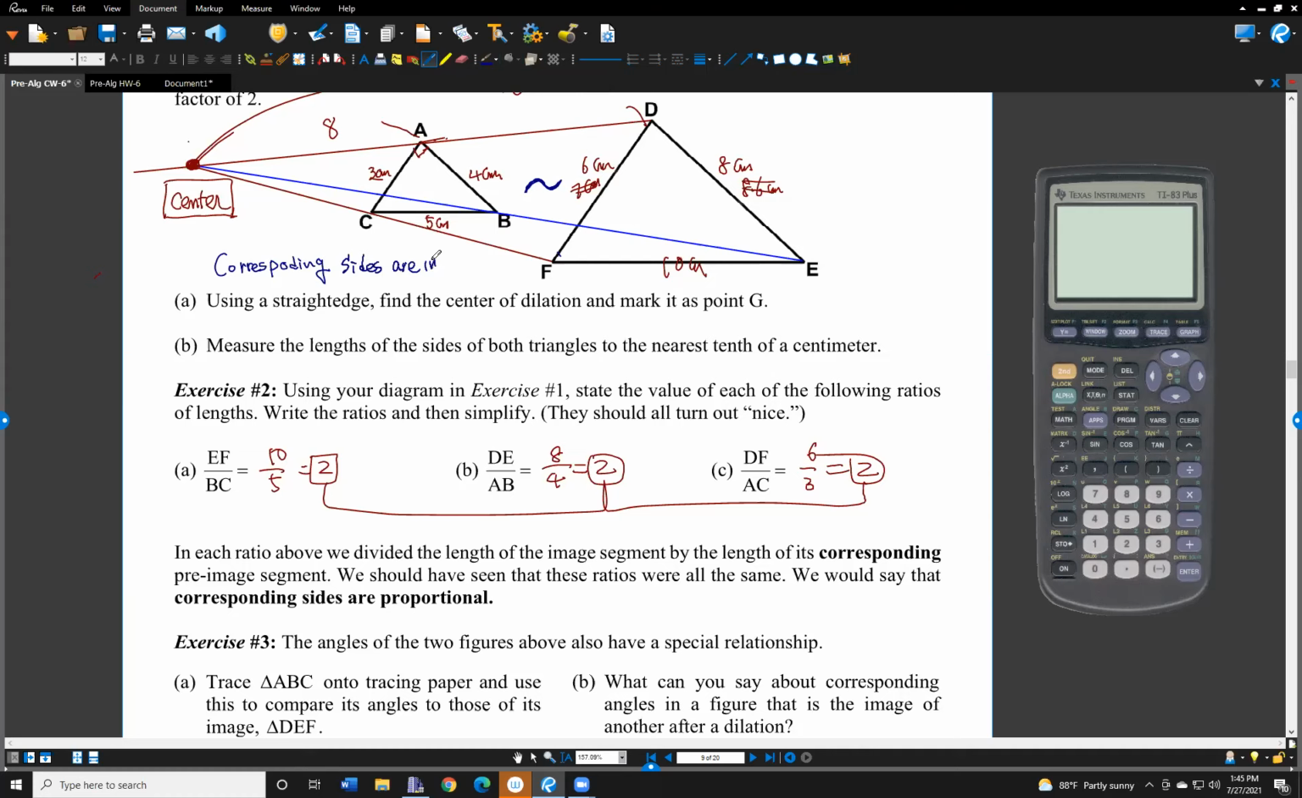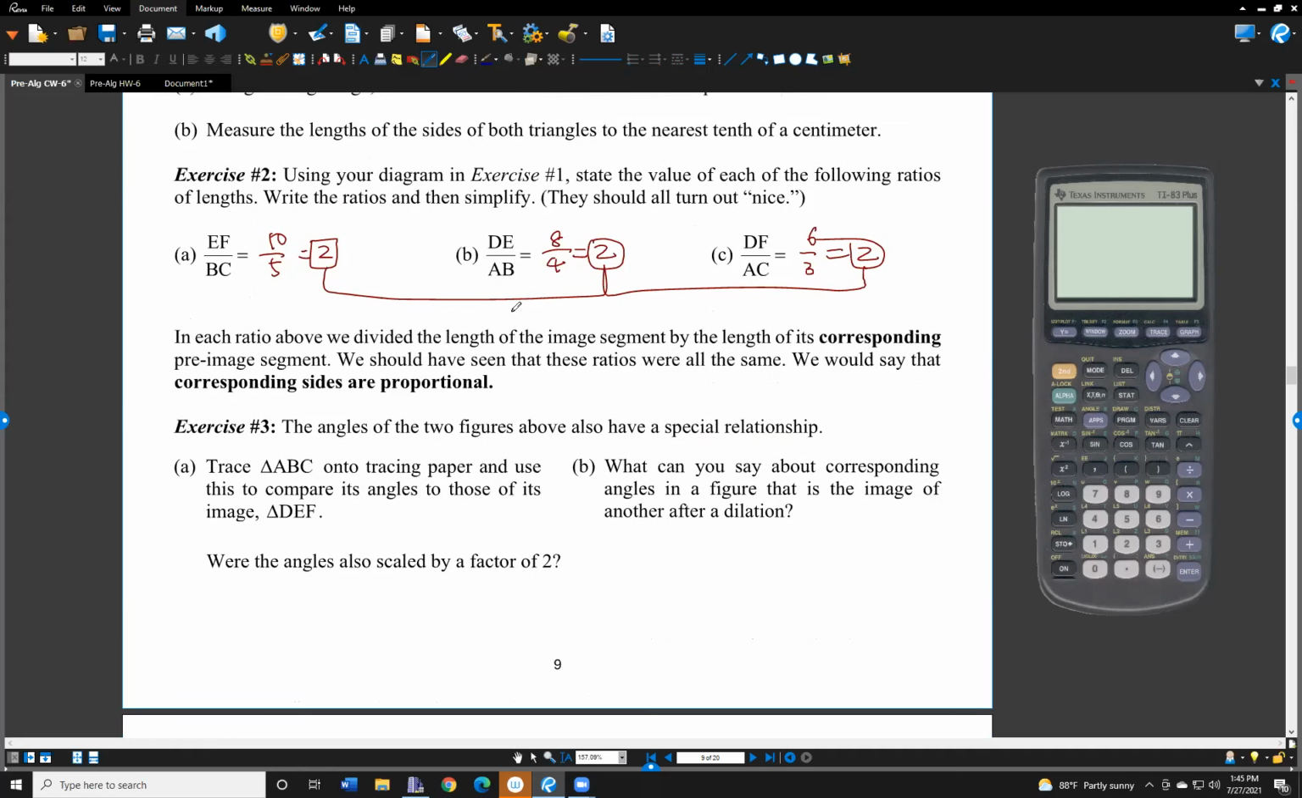Are in proportion. All right, the next one. Over here, they said corresponding sides are proportional, or in proportion. It's the same thing, but you can do this one too. Corresponding sides are proportional.